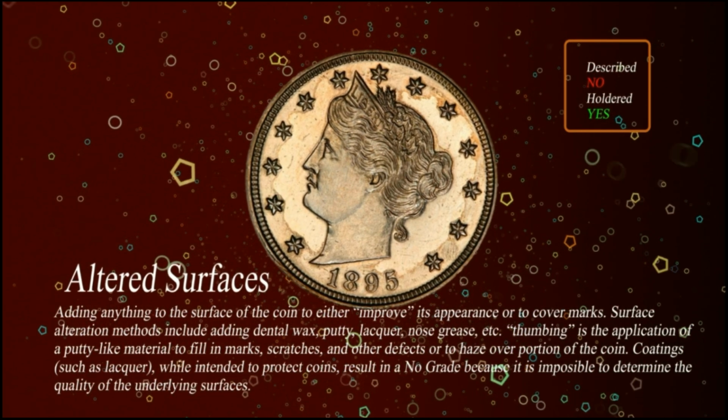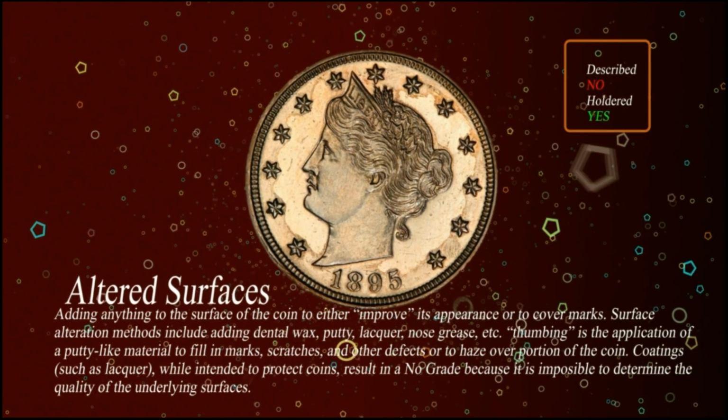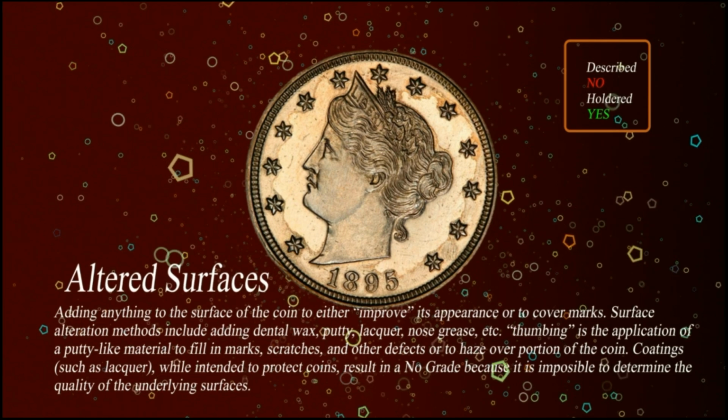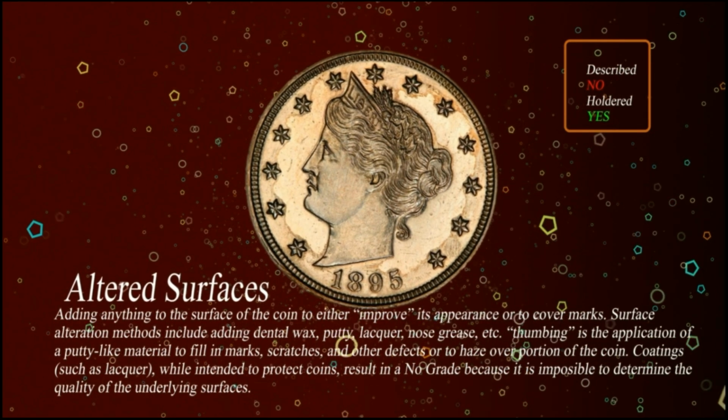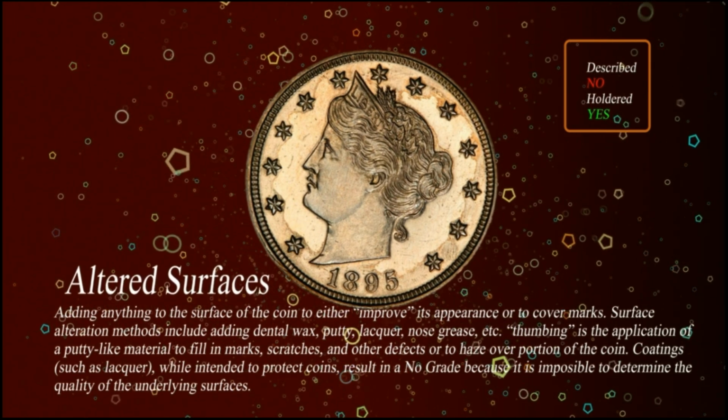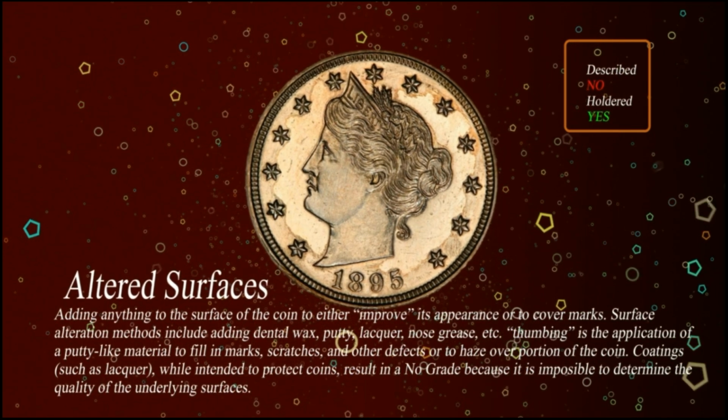Thumbing is the application of a putty-like material to fill in marks, scratches, and other defects, or to haze over a portion of the coin. Coatings, such as lacquer, while intended to protect coins, result in a no grade because it is impossible to determine the quality of the underlying surfaces.